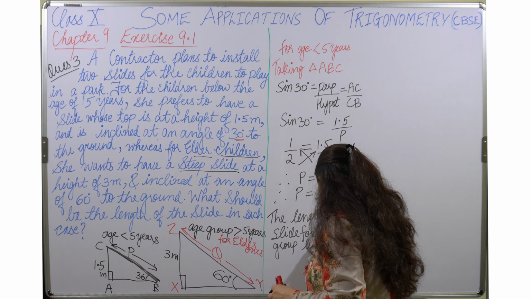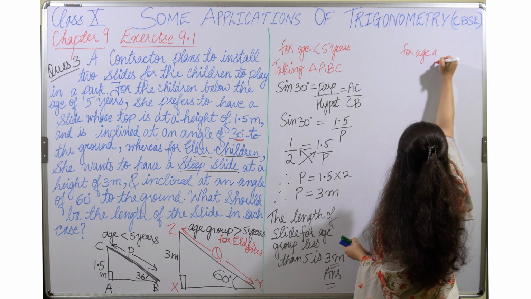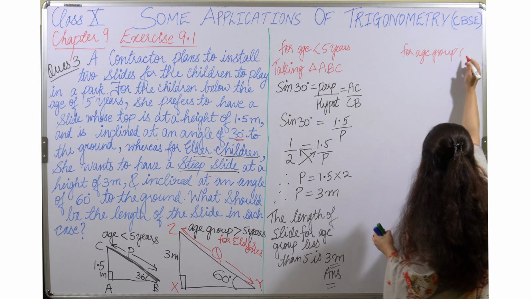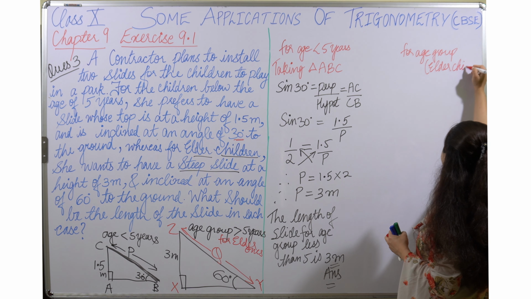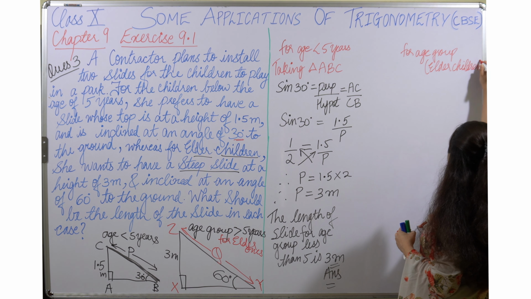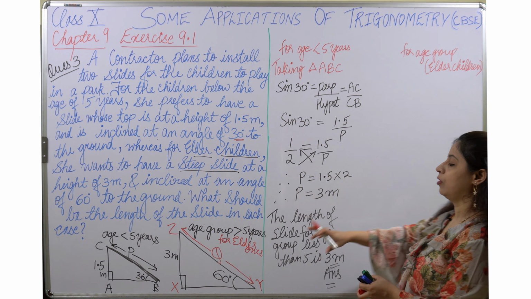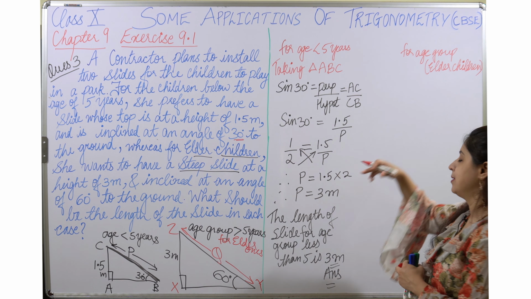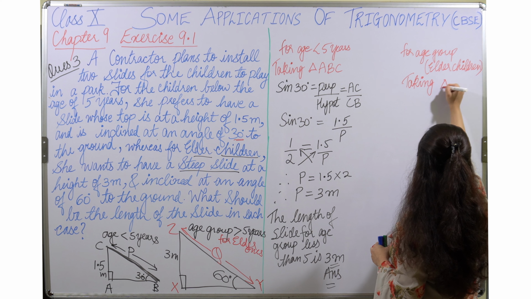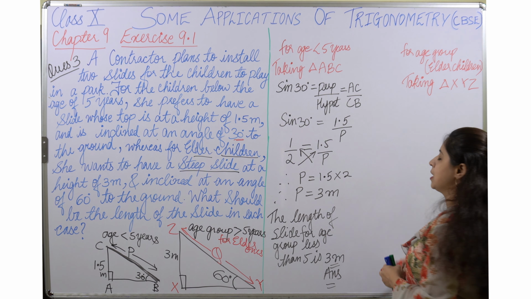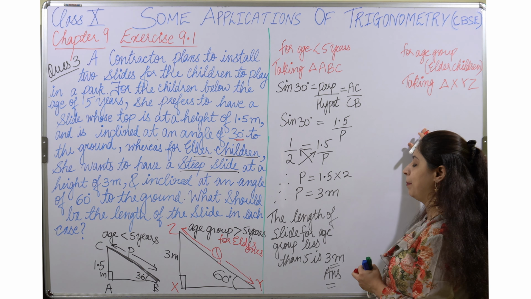Okay, so now we need to find out for the age group, for the elder ones, for the elder children. Okay, so let us start over here. For age group elder ones, elder children, so for elder children we will be taking the triangle XYZ. Okay, taking triangle XYZ.